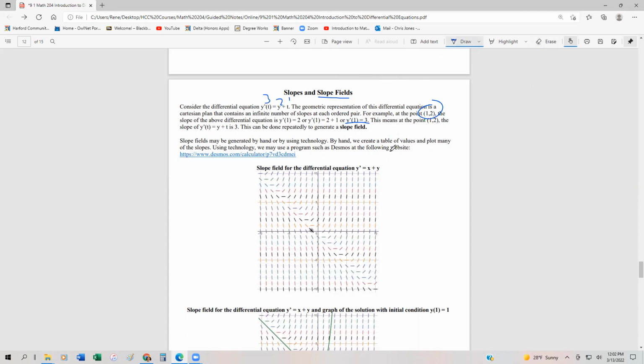Of course, if we look at this graph right here, notice that there's about 100 tick marks on this. Probably a lot more than that, probably a couple hundred. So that could be really tedious for us to do by hand, and so we would probably prefer to use some sort of technology. One really nice program that helps us out is Desmos. Desmos has a slope field plotter, and that can help us get a more accurate graph. But we should certainly be able to do one a little bit by hand.